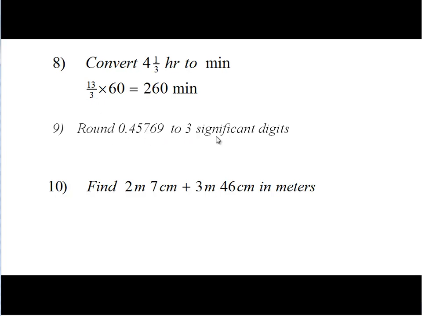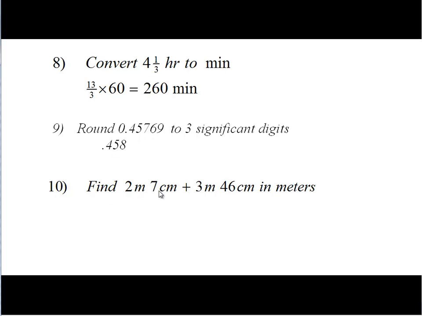Now, rounding. 3 significant digits. Well, the 0 doesn't count, and then you have 1, 2, 3. So I'm going to round off my 3rd digit, which is a 7. After it's a 6, I'm going to round up to an 8, so it's 0.458.